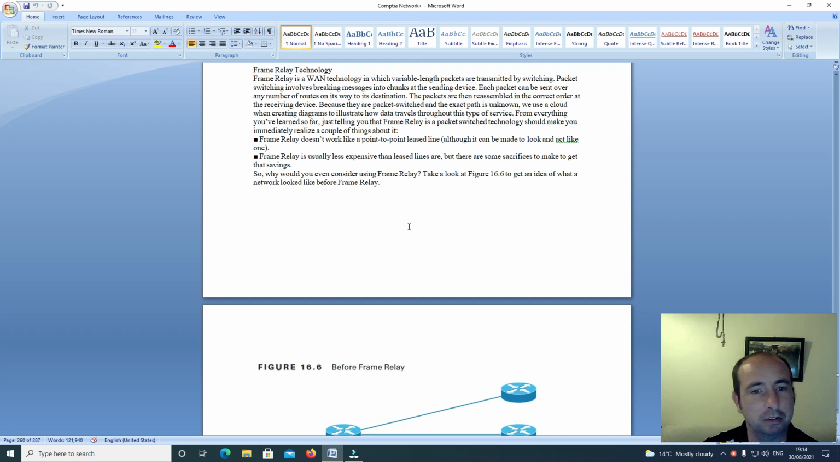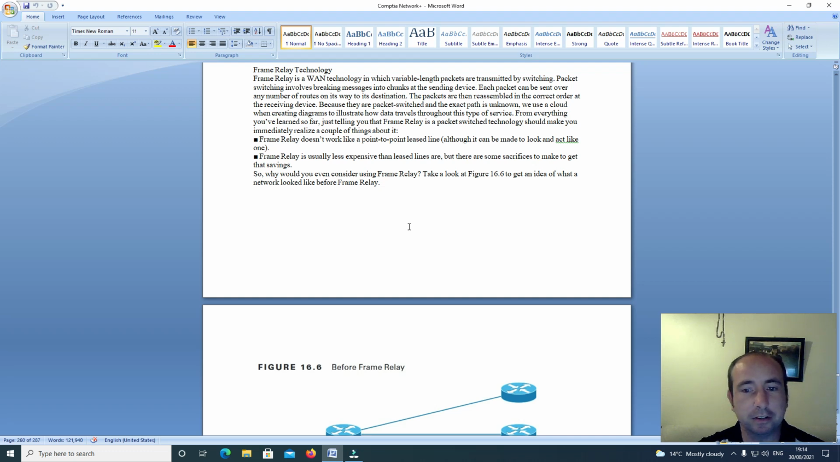From everything you've learned so far, just telling you that frame relay is a packet switching technology should make you immediately realize a couple of things about it. Frame relay doesn't work like a point-to-point leased line, although it can be made to act like one. Frame relay is usually less expensive than leased lines are, but there are some sacrifices to make to get that savings. So why would you even consider using frame relay?